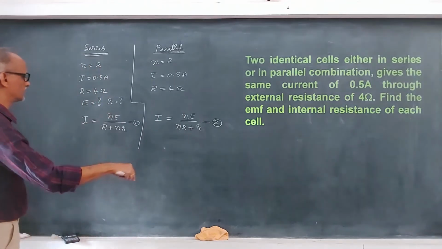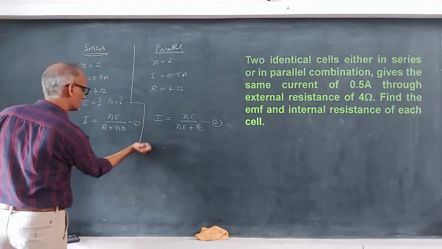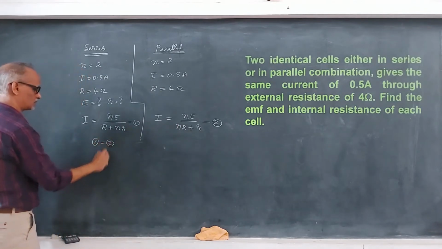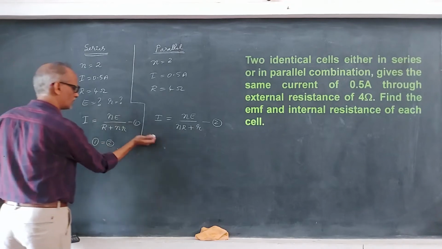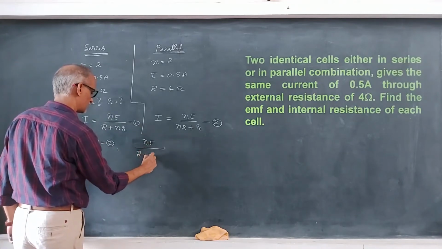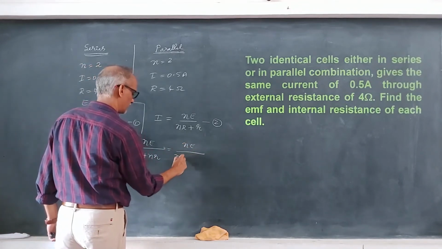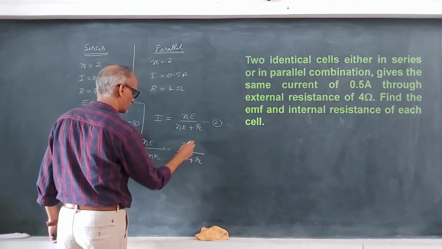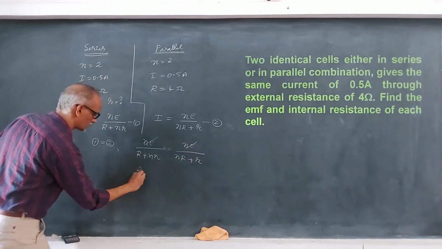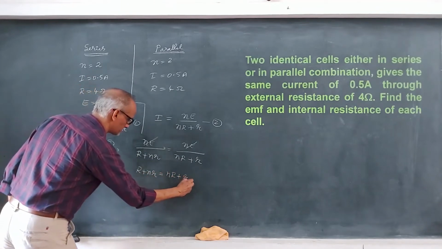And what is given in the problem is that the current is the same. So we can equate these equations. Equation 1 and 2 are equal. So when I equate them, I will get nE by R plus nr is equal to nE by nR plus r, and this nE will get cancelled. So now I can equate the denominators: R plus nr is equal to nR plus r.